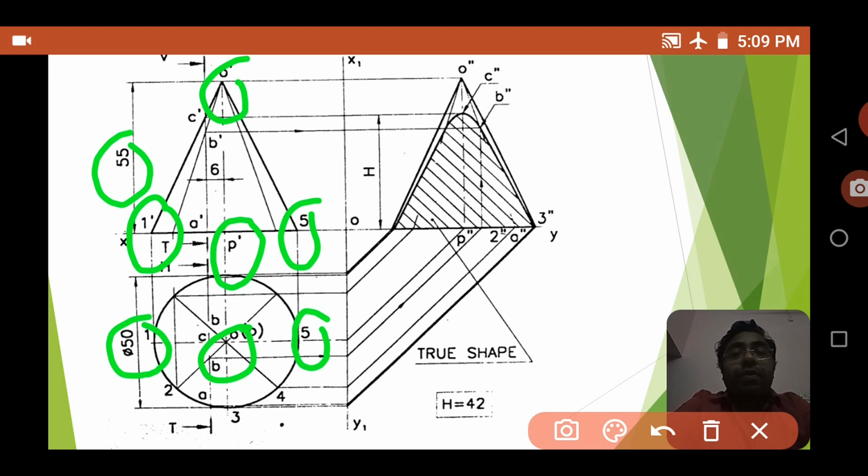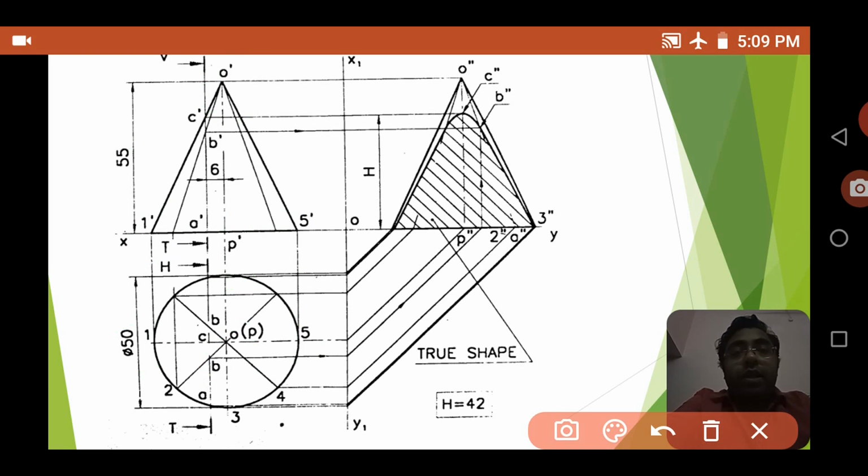So that is the central point, the bottom is P dash, and O dash represents the top point, that is the generator point. Now you will understand that you can get 1 dash, O dash, 5 dash and P dash. Then joining these lines, you can mark 1 and 5, and you can draw a triangular shape. So you can get the cone shape actually.